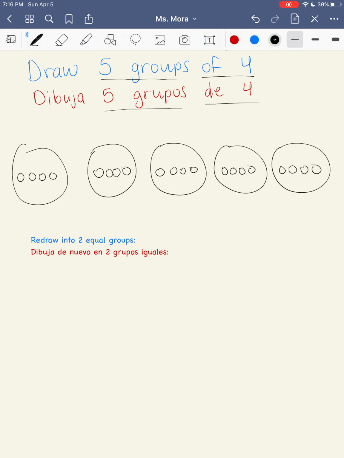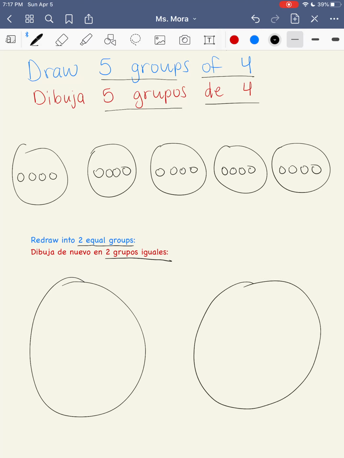So I'm going to draw my two groups, okay? Mis dos grupos los voy a dibujar. 1, 2. There's my two groups. And then what you're going to do, if you remember, okay, you cross one out from the top here and you put it into one group. Then you cross another one off and you put it into the other group. And you keep going until you're done redrawing these from up here into your two new groups, okay?